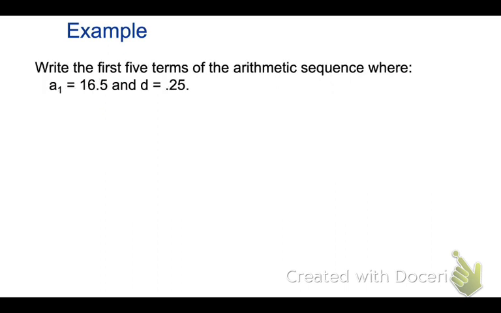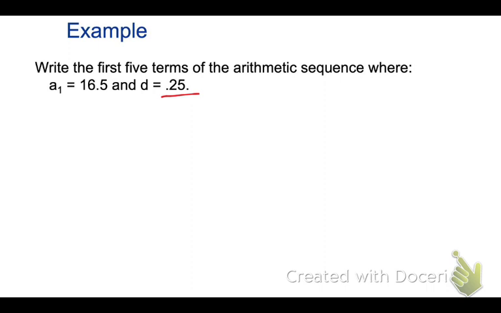Okay. Write the first 5 terms of the arithmetic sequence. I have the first one. So there's a couple different ways we can do this. We can write a formula and plug in 1, 2, 3, 4, 5. Or could we just add 0.25 to get to the next one? Right? So what way do you want to do it? Just add.